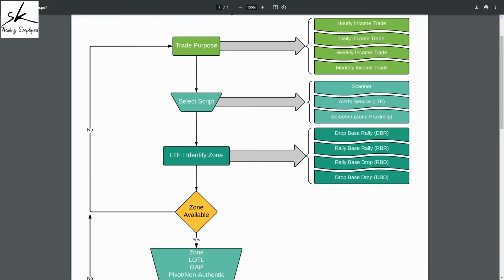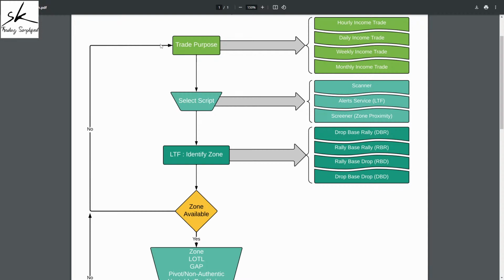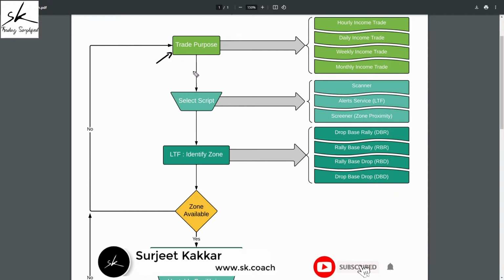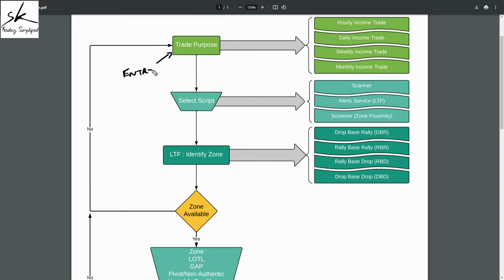So what is our step number one whenever we start planning our trade? Our step one is to define our trade purpose. Now, what do we mean by trade purpose? Trade purpose basically implies my expected duration of the trade, and the duration of the trade is from the time you enter the trade to the time you exit the trade.